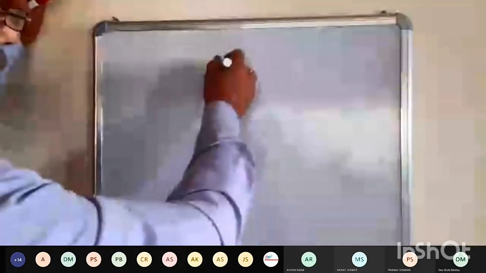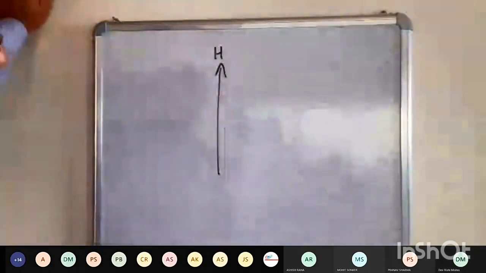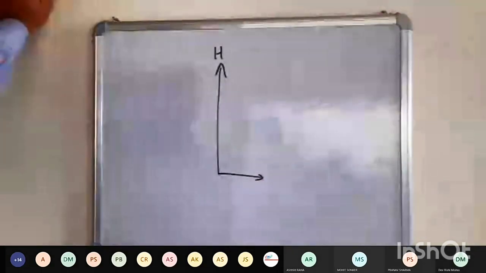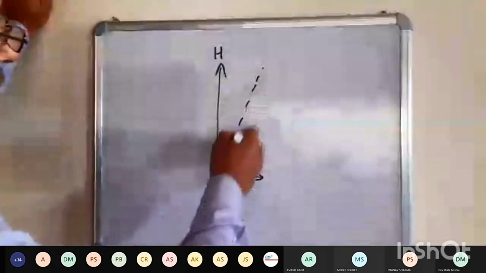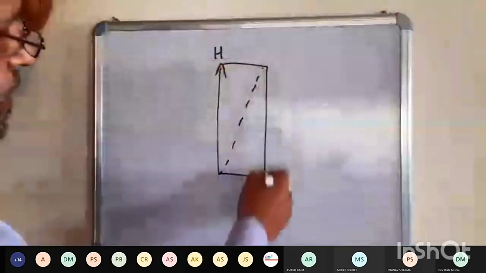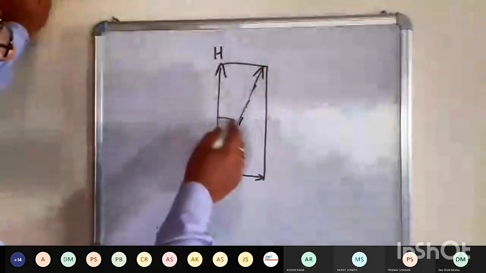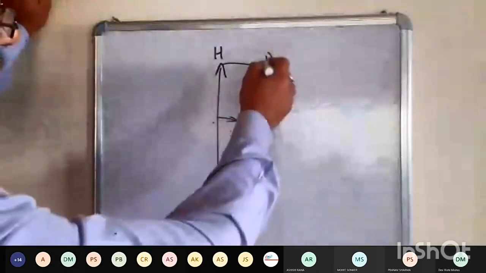Board visible. Suppose this is the Earth's magnetic field, which is H. And the ship's magnetic field is something like this. So we know now that the resultant will be this, which is the result of these two. Is this more than this? X se jyada hai directive force ya nahi?